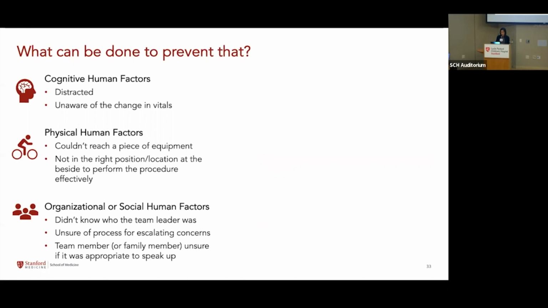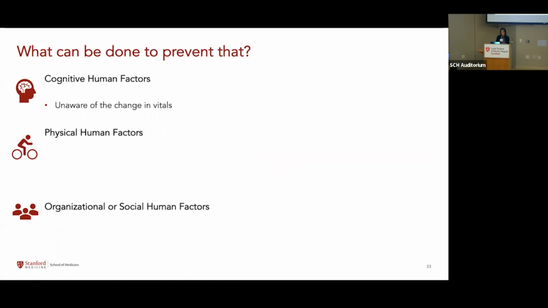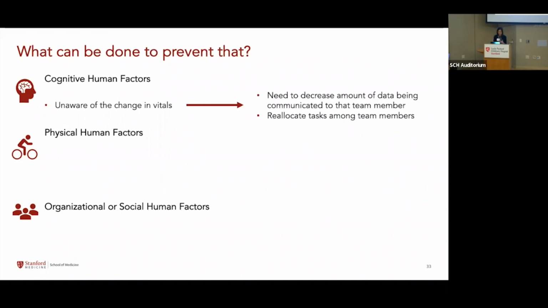But I think it's also interesting from a human factors perspective to think about how you might take one mistake or one event and break down some of the solutions and use other areas of human factors to support what might seem to be just a cognitive issue. So what do I mean by that? If we have somebody saying, oh, I was unaware of the change in vitals, and we've come up with ideas like, okay, let's decrease the amount of data that somebody is trying to process so that they can actually have the cognitive bandwidth to notice something like a change in vitals.